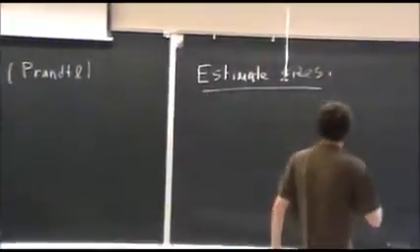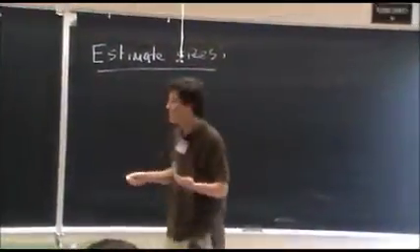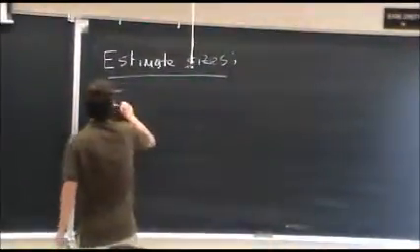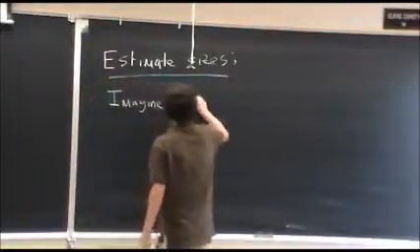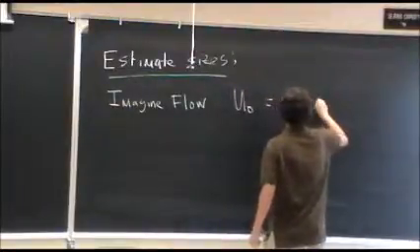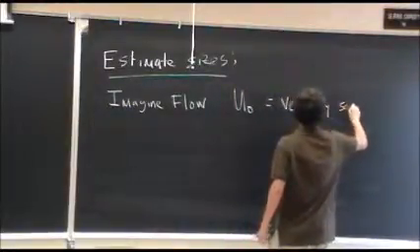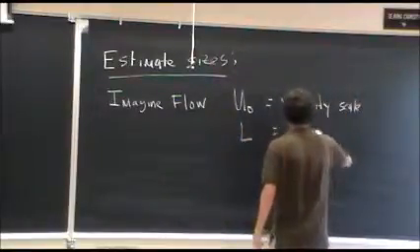Okay, so let's estimate sizes. You have to estimate from something. So let's just imagine that the flow that we have has some velocity scale, U naught, as the velocity scale. It has some length scale, L, that's the length scale.